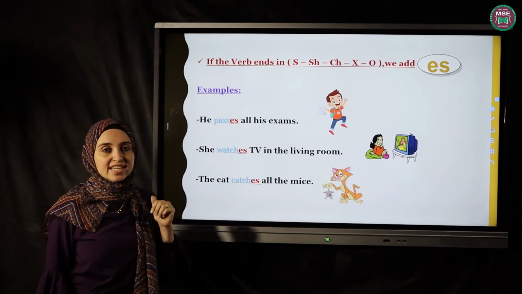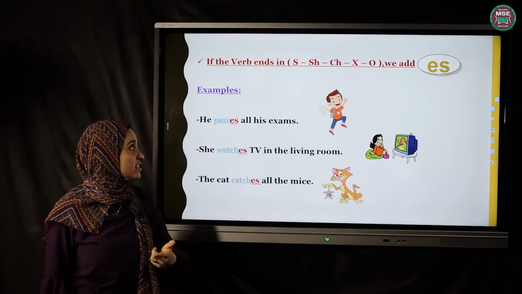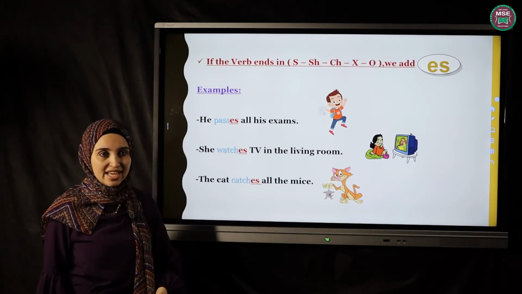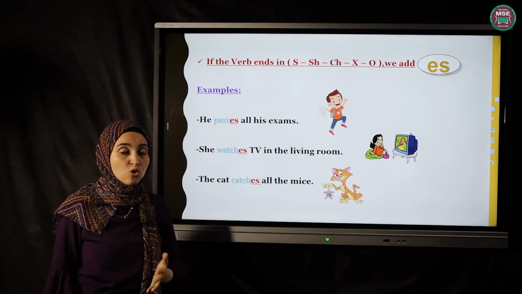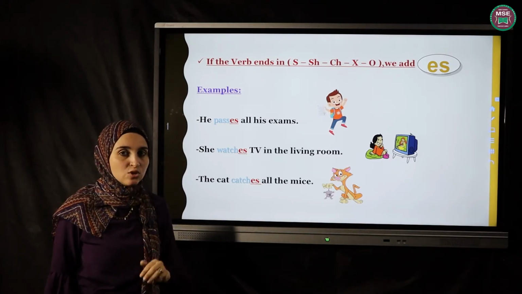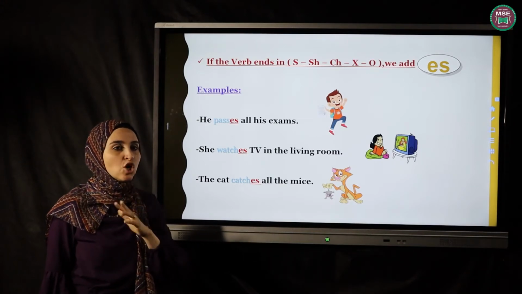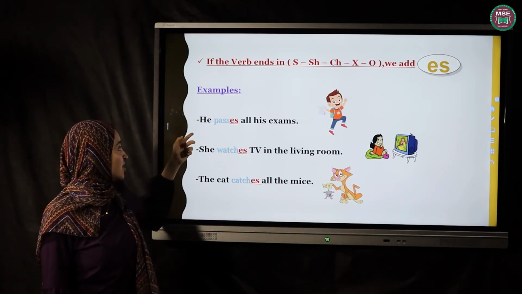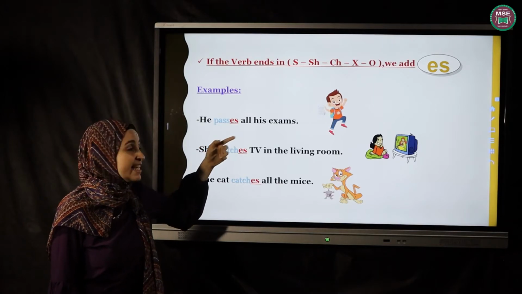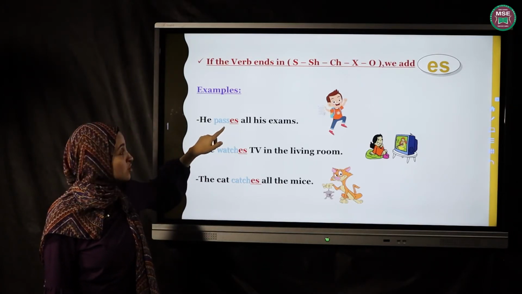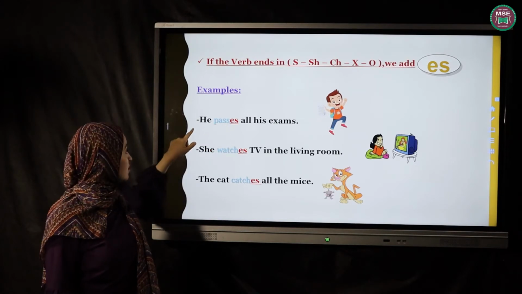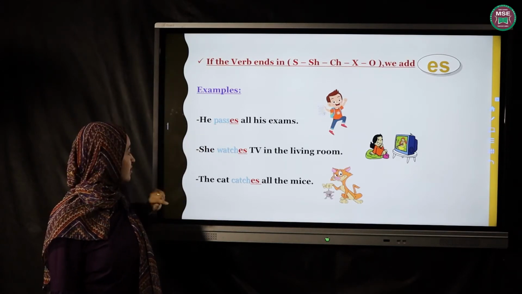If the verb ends in s, sh, ch, x, or o, I add es with he, she, and it only. Like here, he passes all his exams. The verb ends with s here, so I added es because I have he.